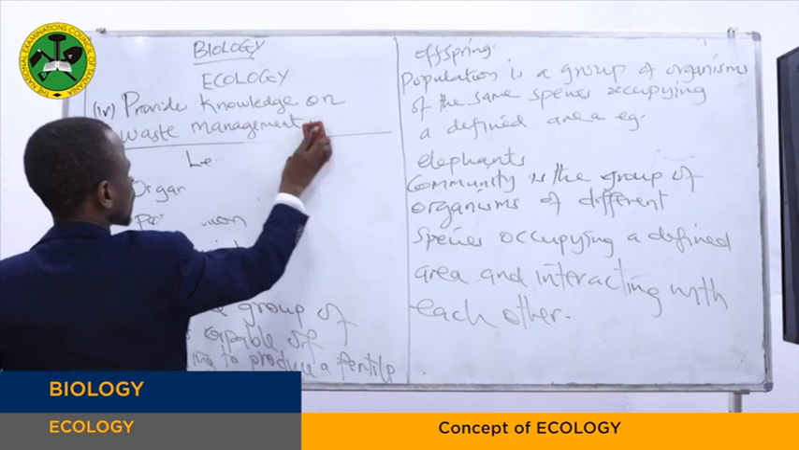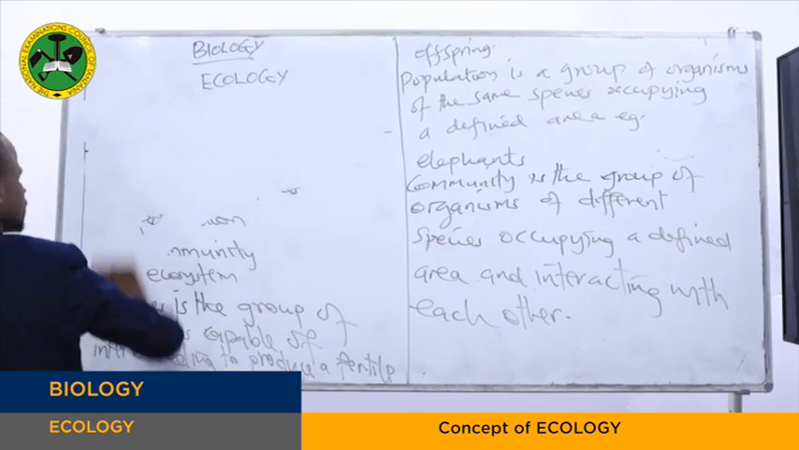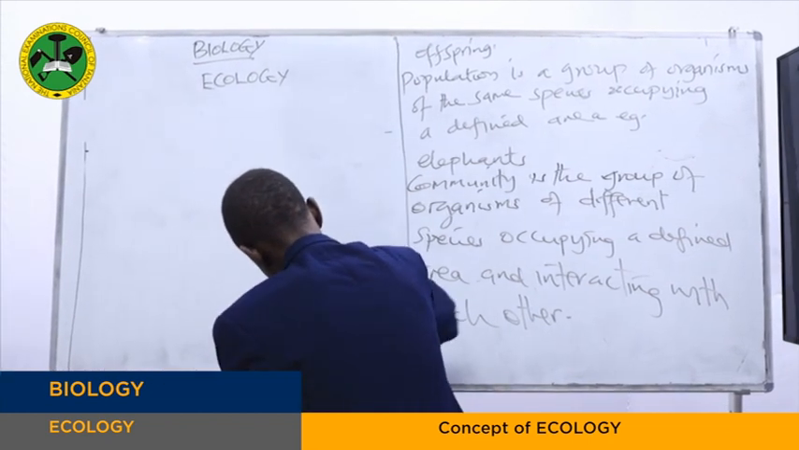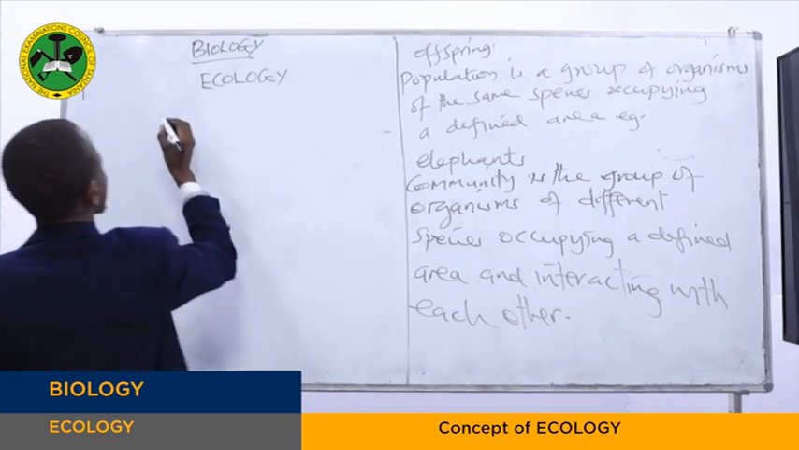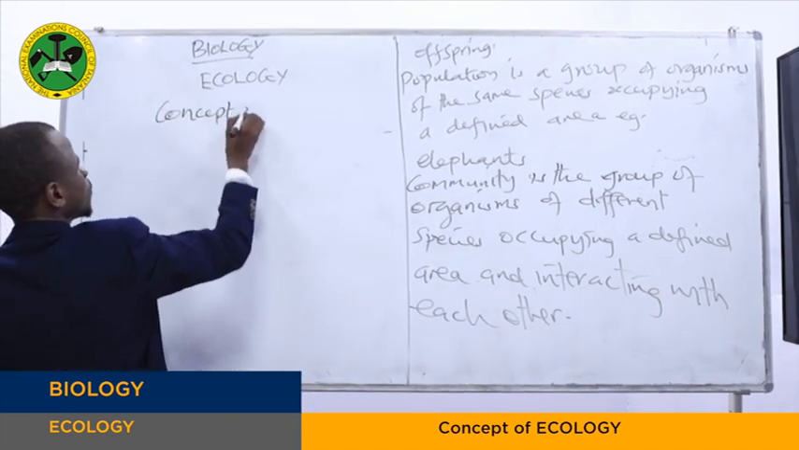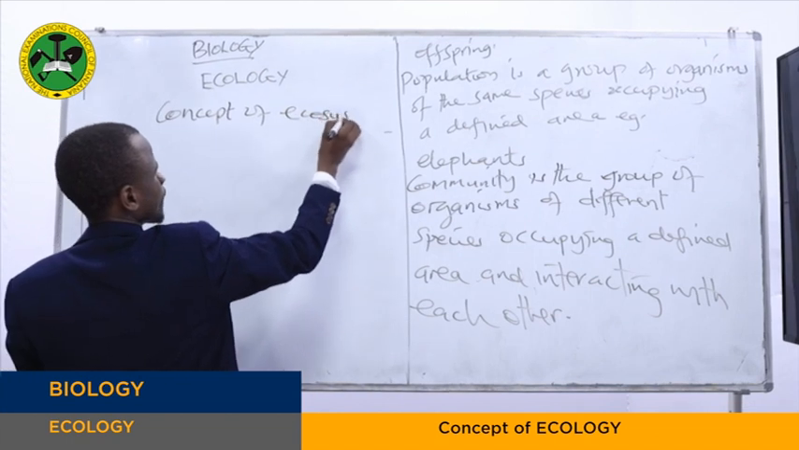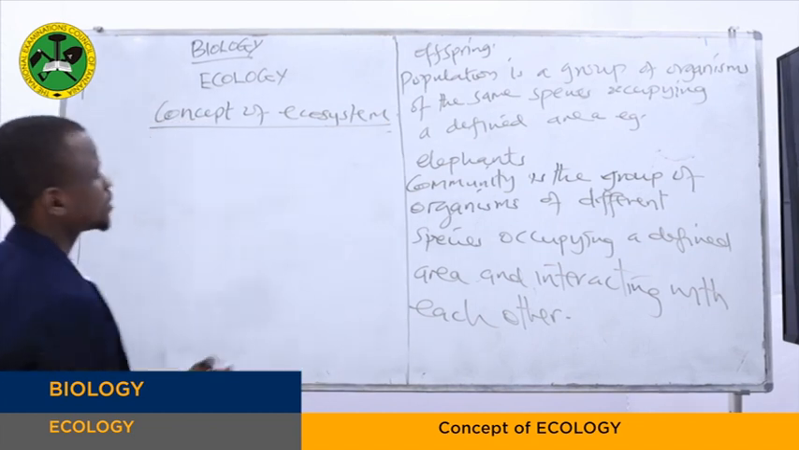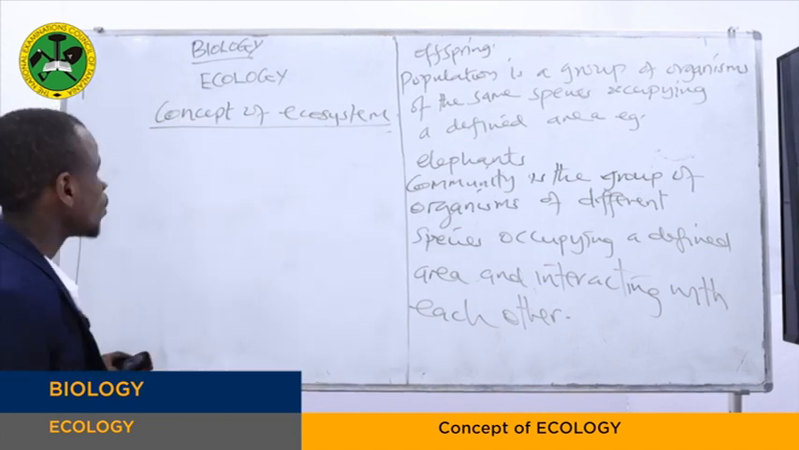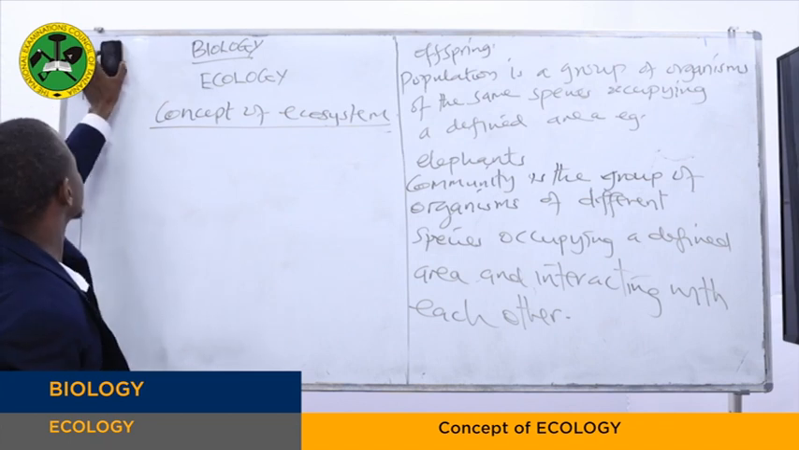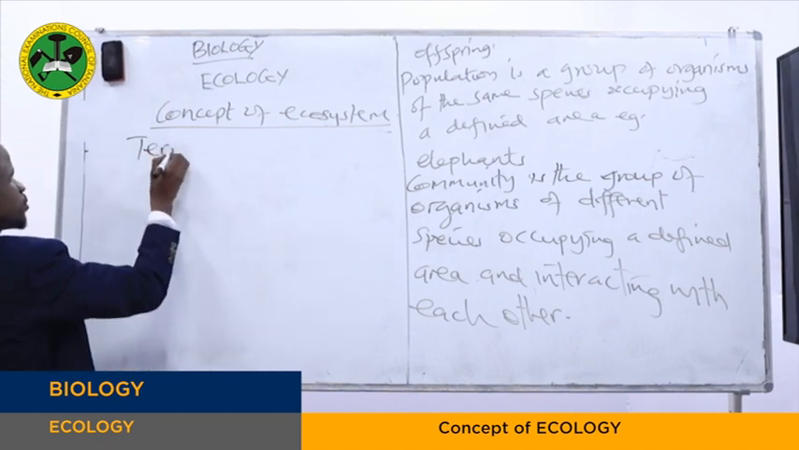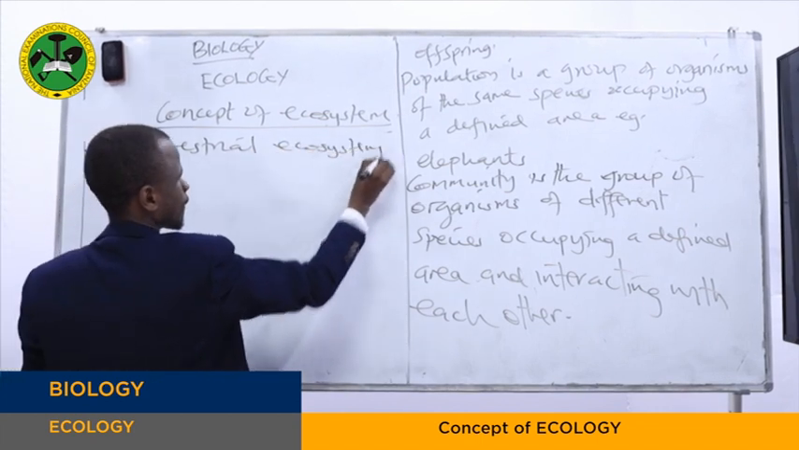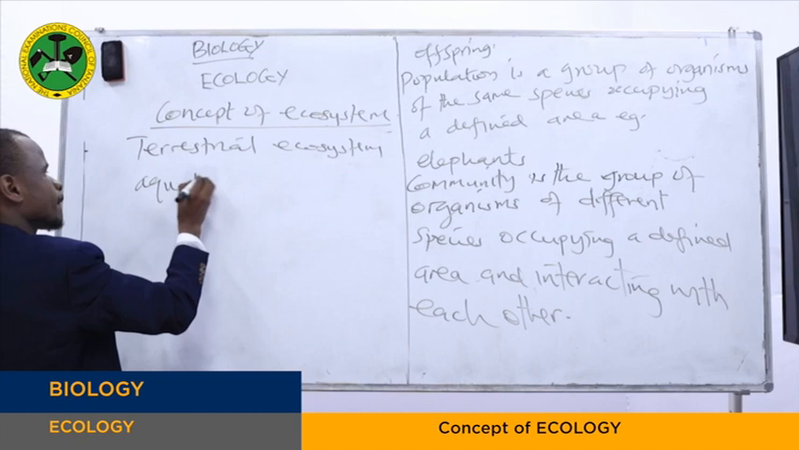Therefore, let us see the concept of ecosystem. My student, what is an ecosystem? We can have a terrestrial ecosystem and an aquatic ecosystem.